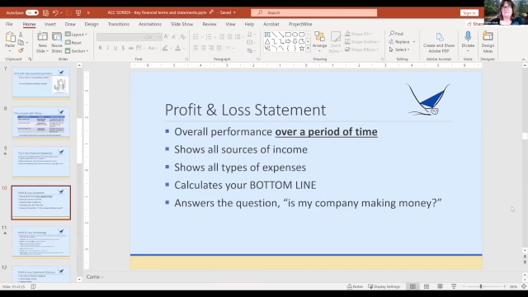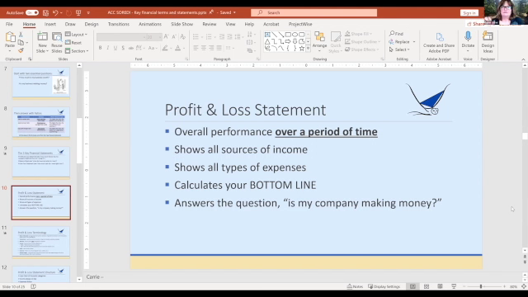So let's look at the profit and loss statement. A couple key points about that. It tells you the overall performance over a period of time. So if I ran my profit and loss statement from the first of the month to the last day of the month, I can see within that month period how I did. How much revenue did I have? How much total income did I have? And how big were my expenses? And what was my net income or profit at the end of the day?